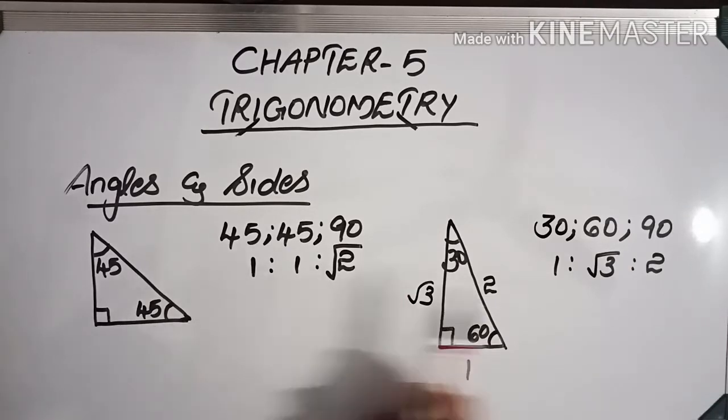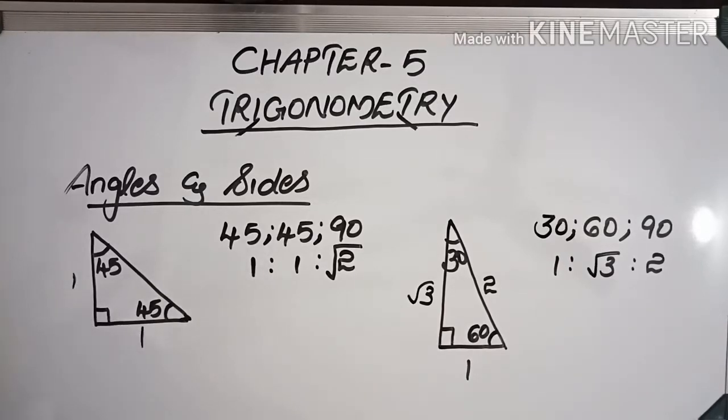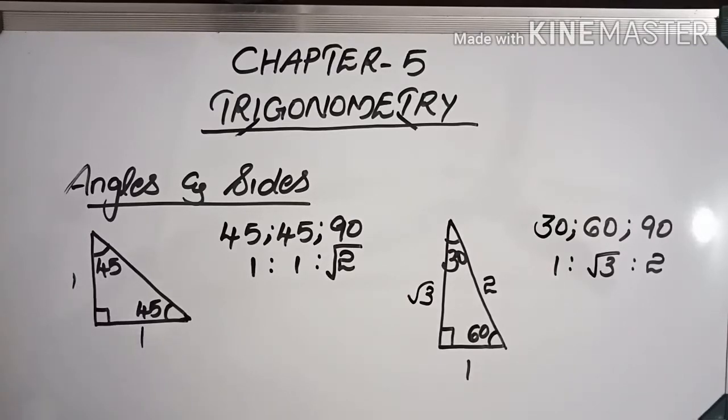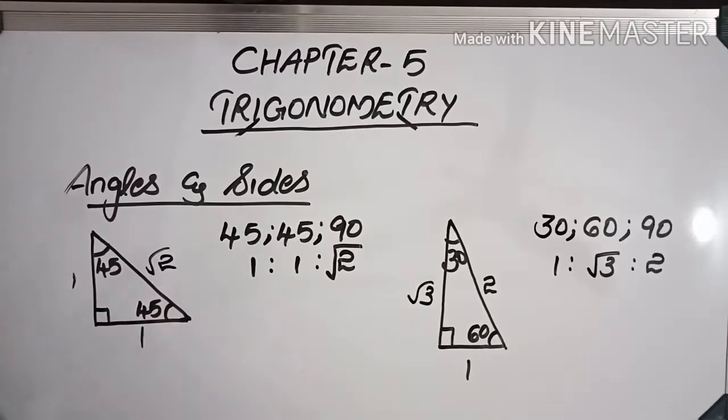Similarly, here we can write 45 opposite 1. These two sides will be the same, because we can consider this as an isosceles triangle. If two angles are the same, their opposite sides will be the same. So here it is 1, then next here it will be root 2. Already you have learned this.